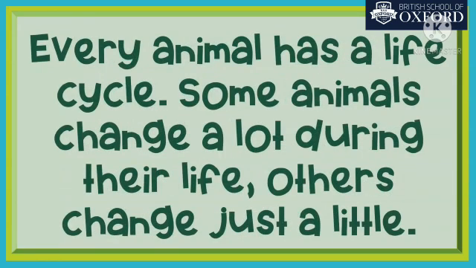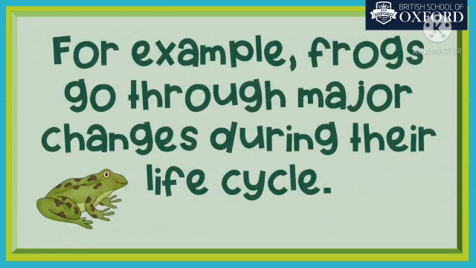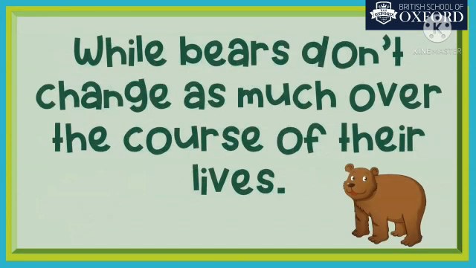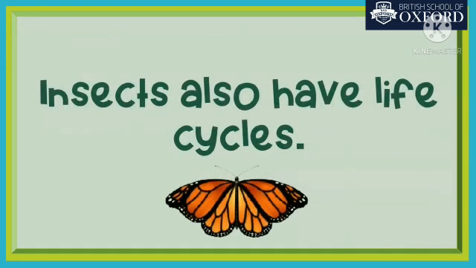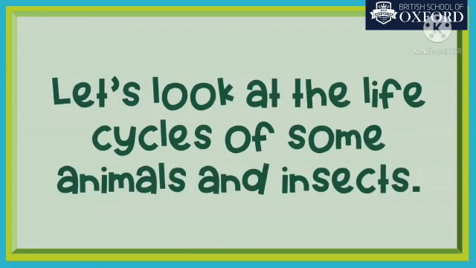Every animal has a life cycle. Some animals change a lot during their life. Others change just a little. For example, frogs go through major changes during their life cycle, while bears don't change as much over the course of their lives. Insects also have life cycles. Let's look at the life cycles of some animals and insects.